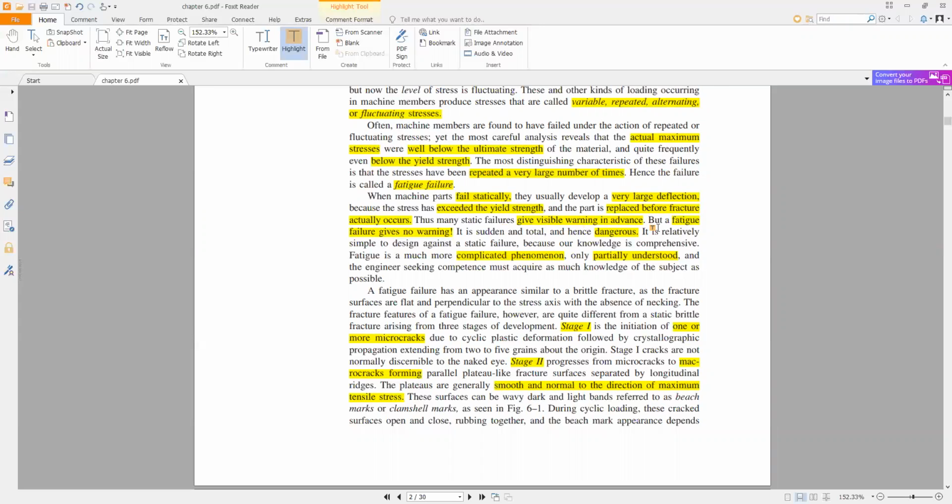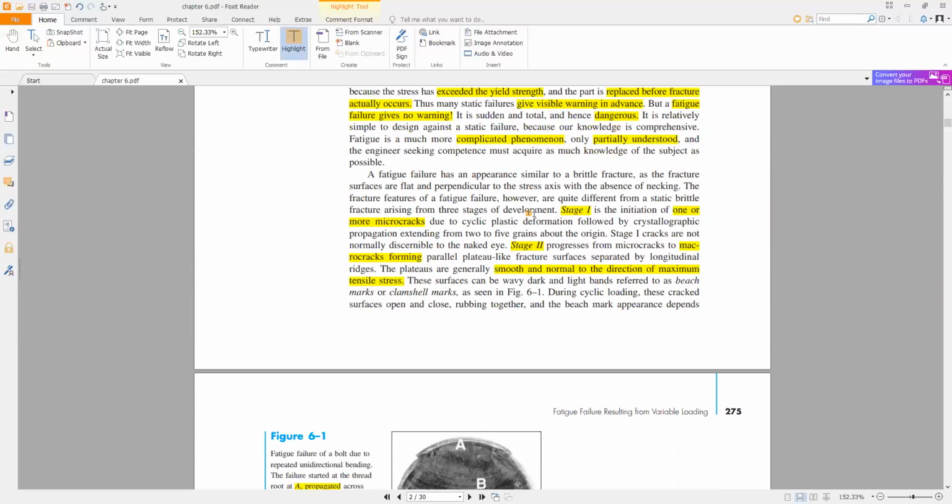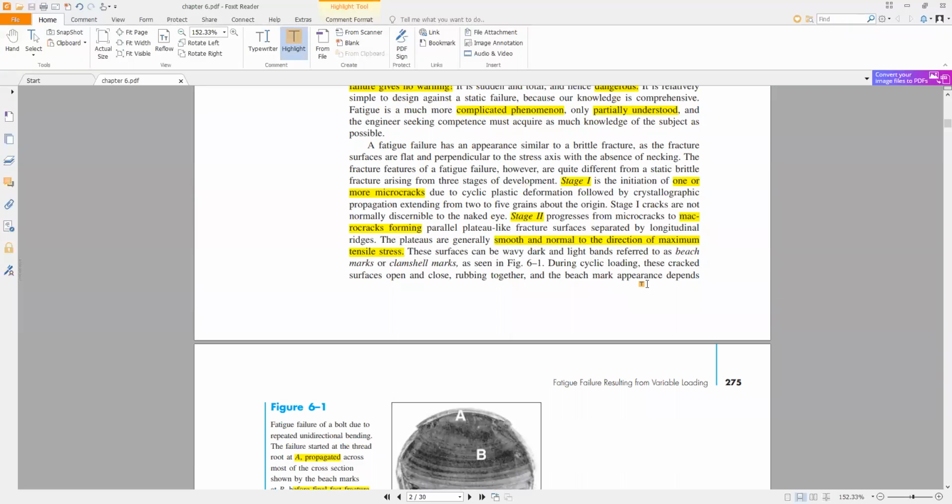But fatigue failure gives no warning. It happens suddenly, so it is very dangerous. This phenomenon is complicated and is still only partially understood by engineers and scientists until now. So we can only predict. We make some predictions and then expect what is going on under that condition.